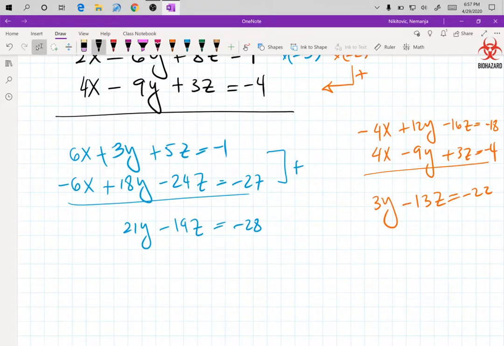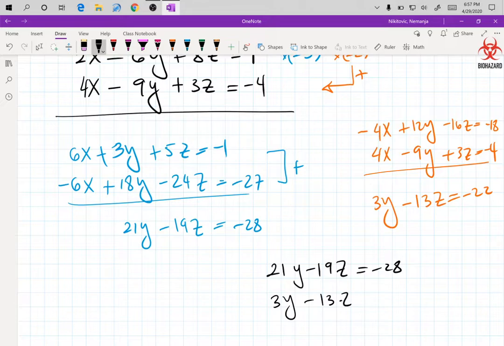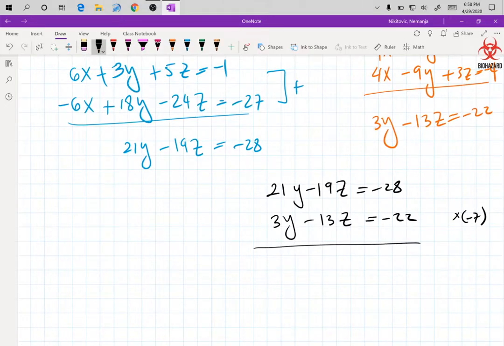And if you observe, right, we have two equations, two unknowns. 21y minus 19z equals negative 28. And we also have 3y minus 13z equals negative 22. Bottom equation times negative 7. That should be clear, because 3 times 7 is 21. And we need the opposite sign, so we're going to multiply it by negative 7. And that will align us to kill the y's. So 21y minus 19z equals negative 28. I am not touching that equation, so I just copy it.